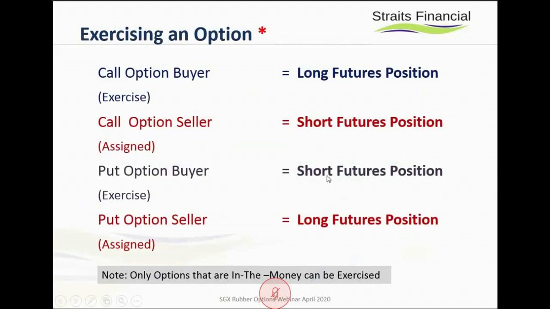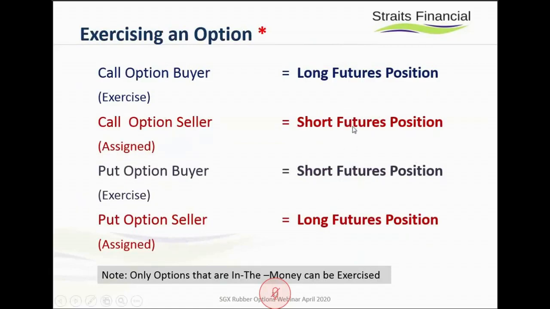Just now I mentioned that when you exercise an option, you actually change your option into the underlying futures contract. All right? Because today the options are on rubber futures, the underlying contract is a rubber futures contract. So when you buy a call option and exercise, you get a long futures position. Okay? The person who sold you the call option is assigned and will receive a short futures position. Both will get it at the strike price.